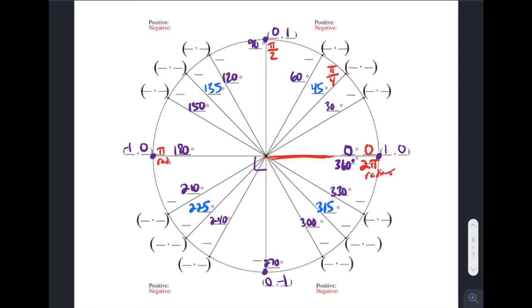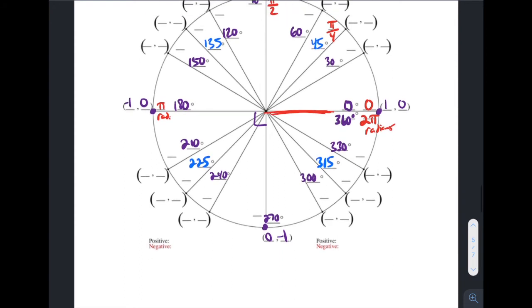Similarly, we also said with these blue angles here in degrees that these were going up by a consistent amount each time, 45, 45, 45, 45, 45, all the way around. It's going to be the same thing for our radians. So pi over 4 is the same thing as 45. I would go another pi over 4, another pi over 4, another pi over 4, another pi over 4, until I got back to that 360.